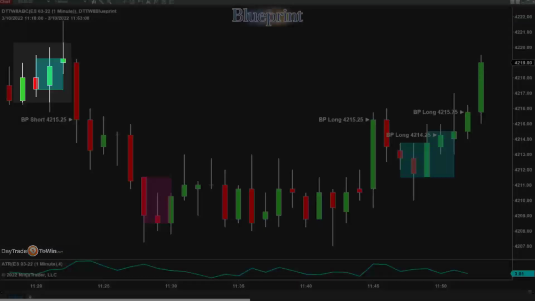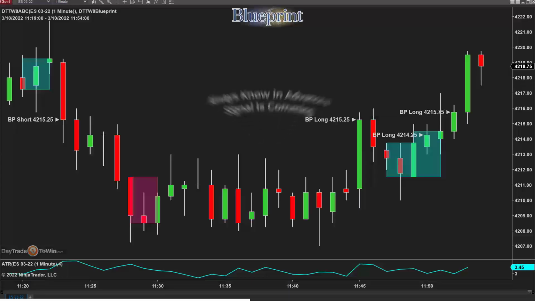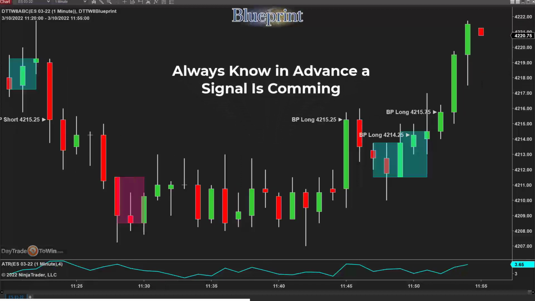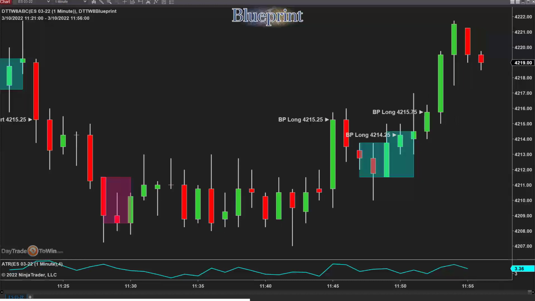And you're going to see these shaded areas. The shaded areas allow you to determine that something's about to happen. We know in advance when a signal is going to occur. We just have to wait for price action to give us the signal to close either above or below it. Now there's a little bit more to it. We have to have a time-based stop, a catastrophic stop. All those good things are taught in the live training.